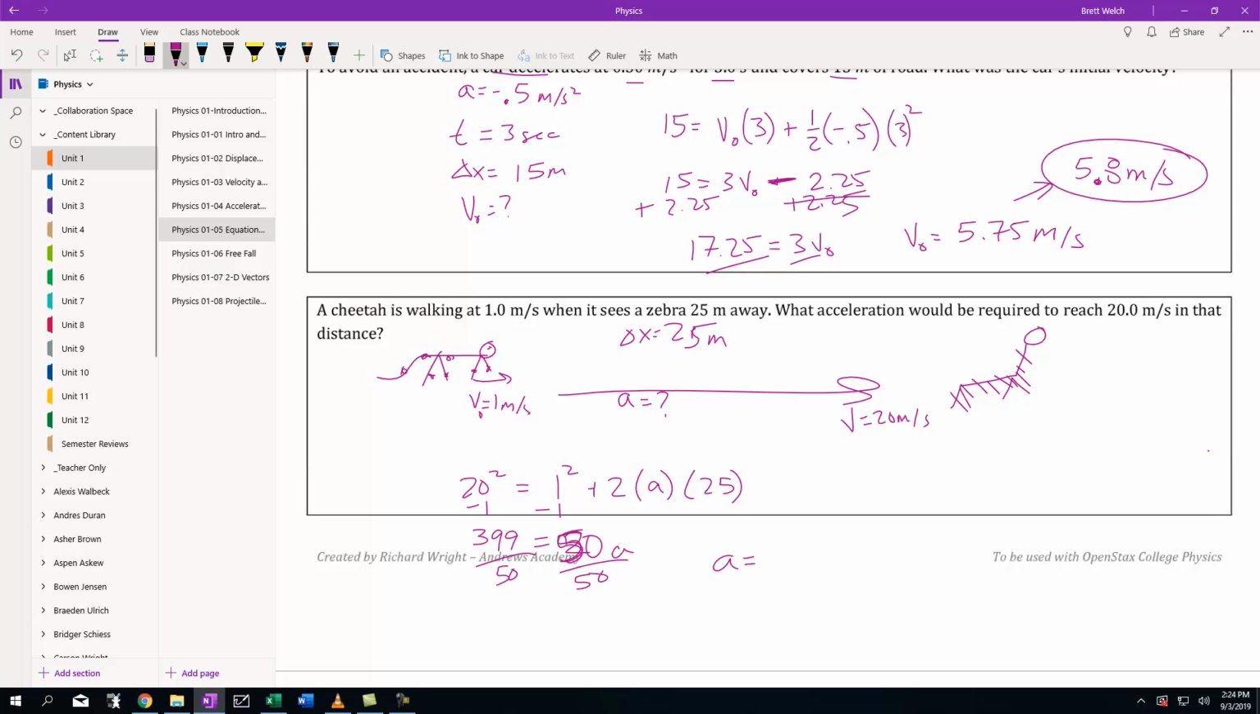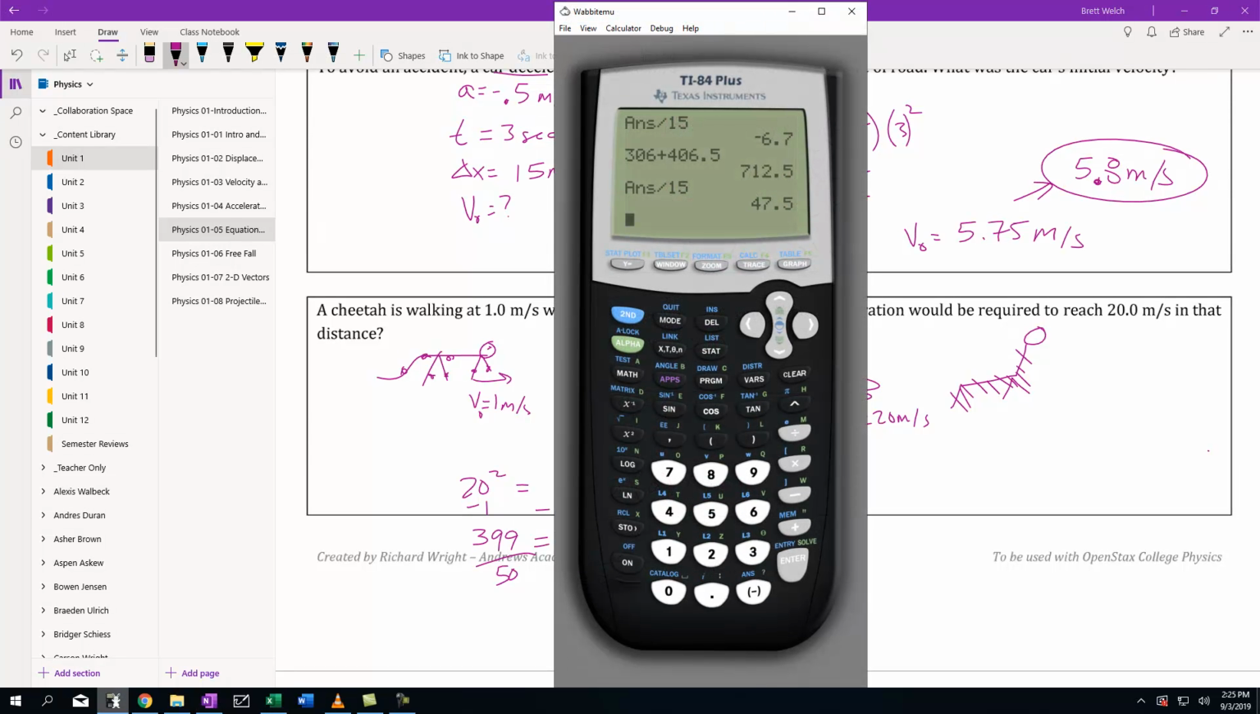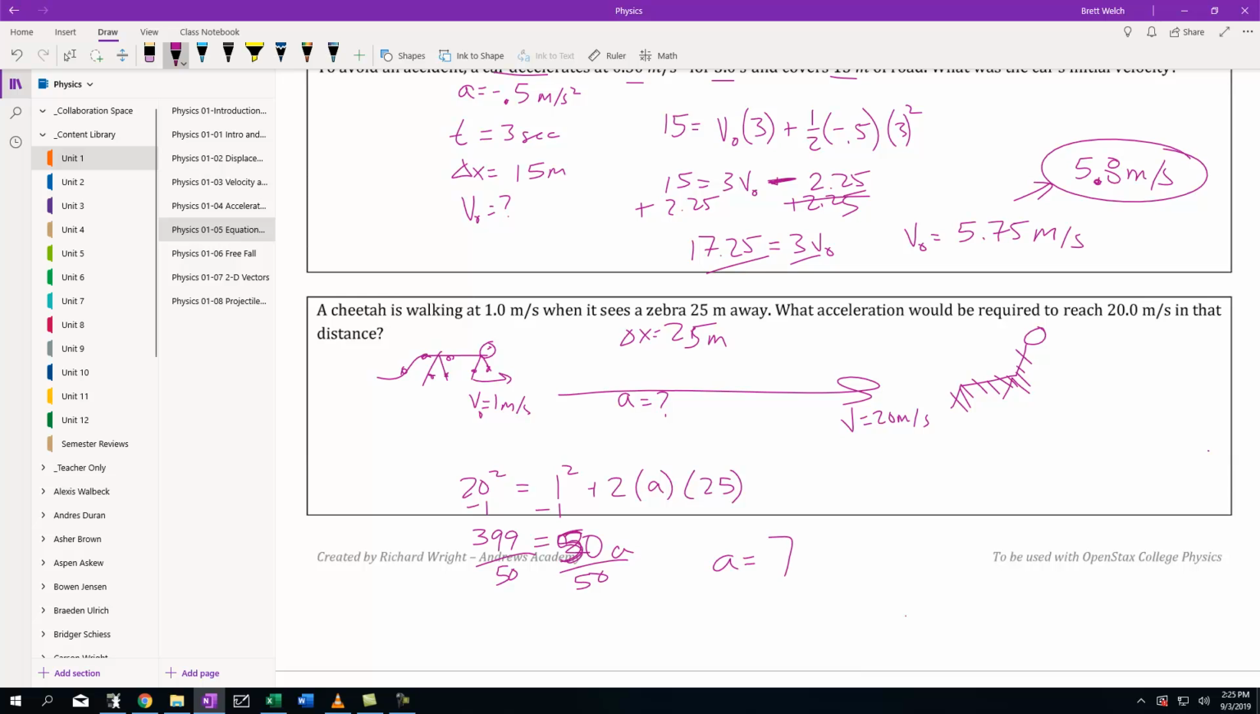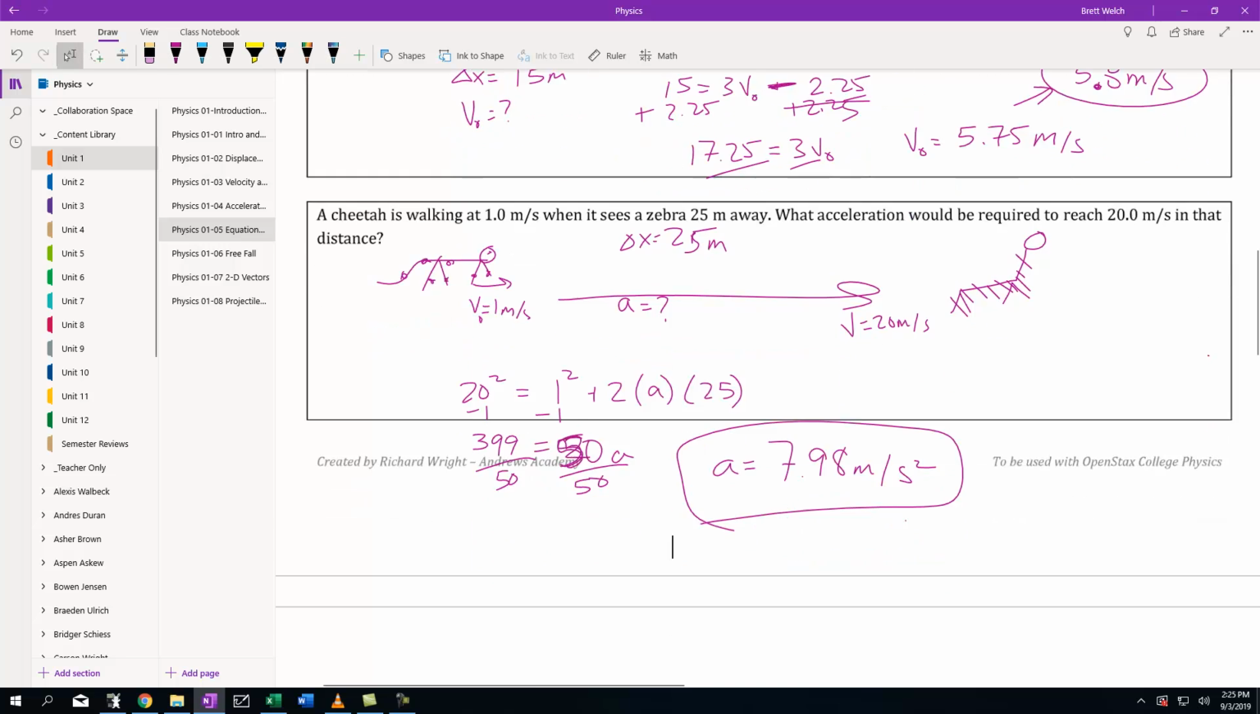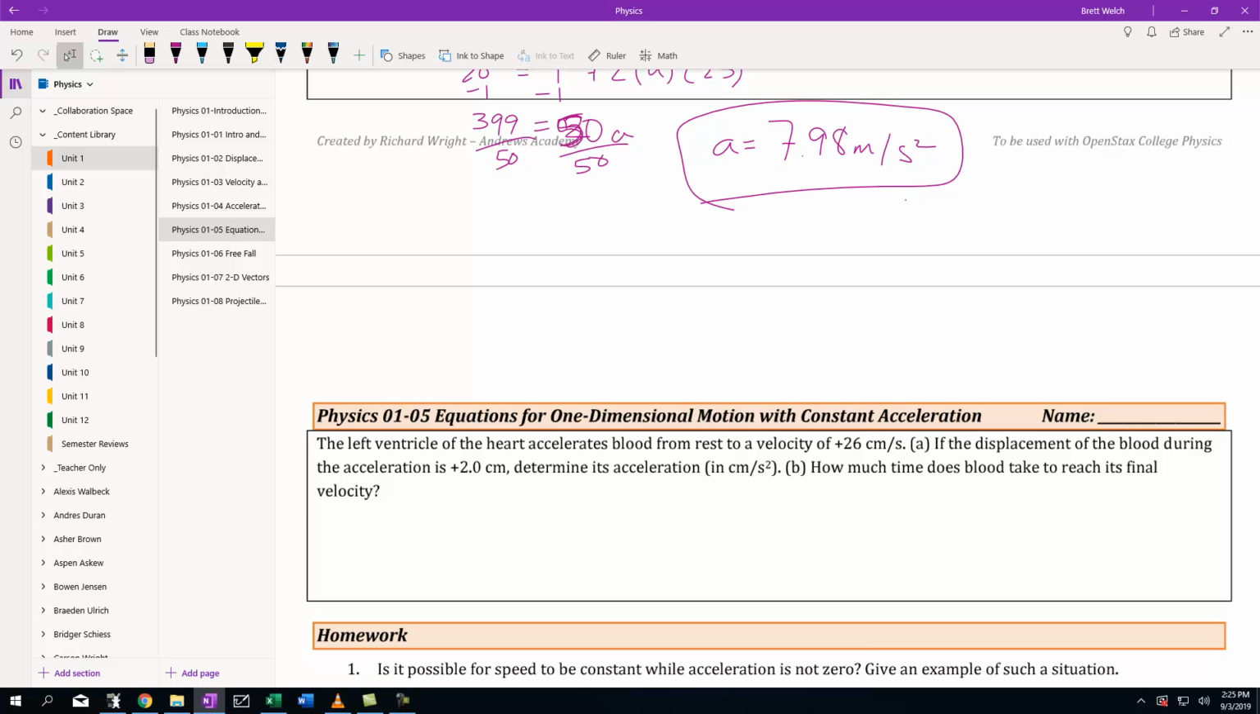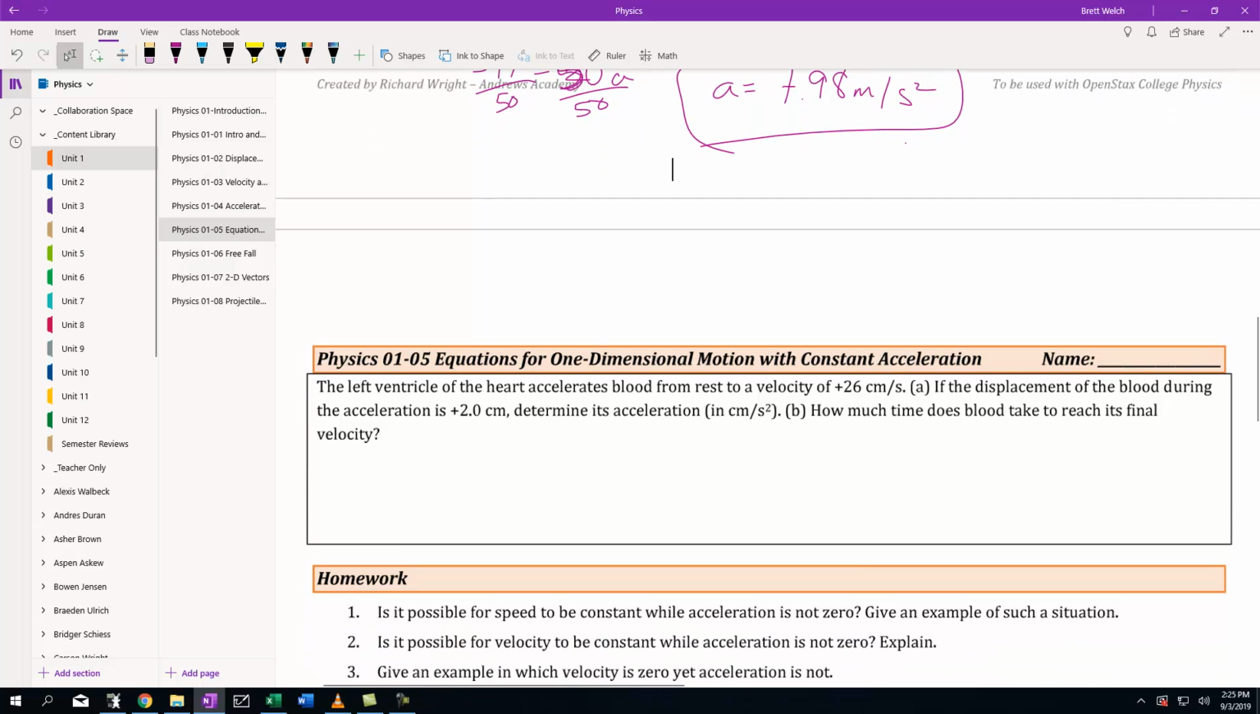A will come back as, I need a calculator, that's a big number. 399 divided by 50 is 7.98. 7.98 meters per second squared. And there we go. I do believe that that's it. I guess there's one more.